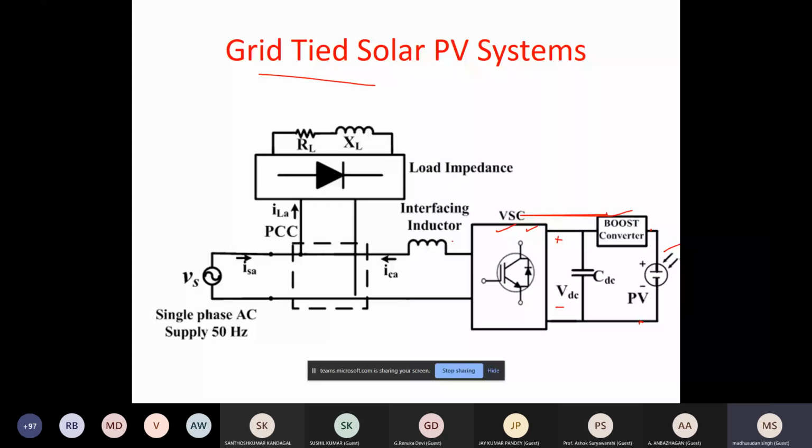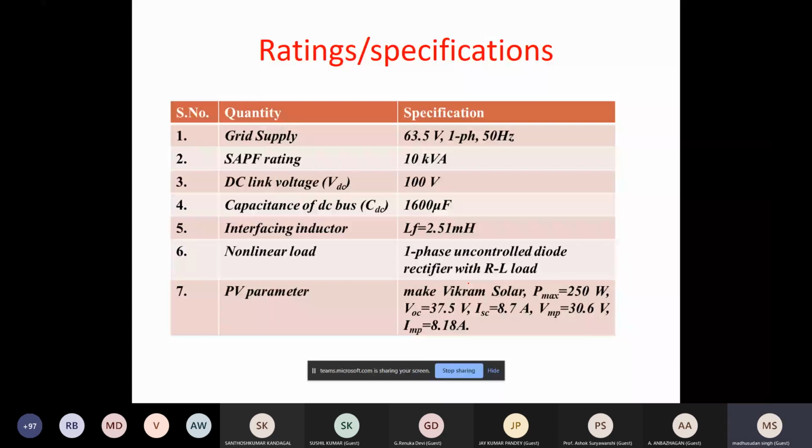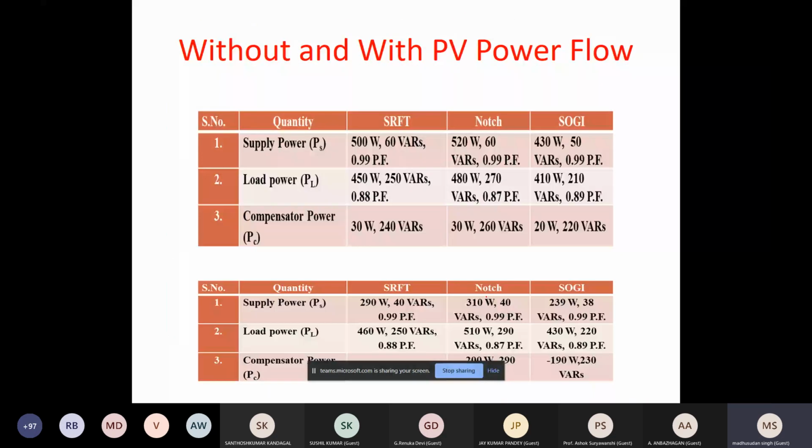This is just a standard rating of this system for which some study was made by one of our research scholars. These are a few control algorithms, and you see here, this is without PV, and this is with PV, right? So you'll see that if there is no PV system, whatever is the load, 450 watt, that is coming from the source, right? And you see here, with a PV system, the demand of load is met with only 250 coming from the source, the remaining is coming from your PV system, right? So this compensator power or PV power is this.